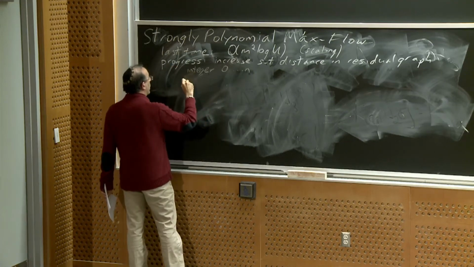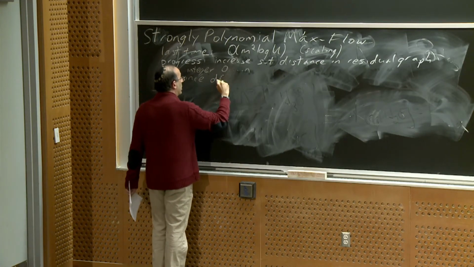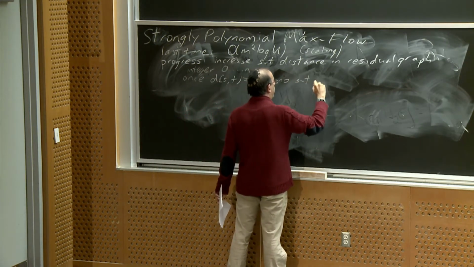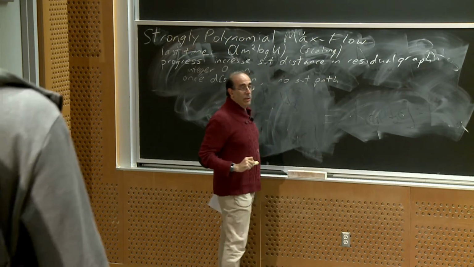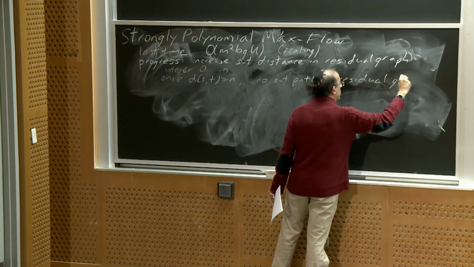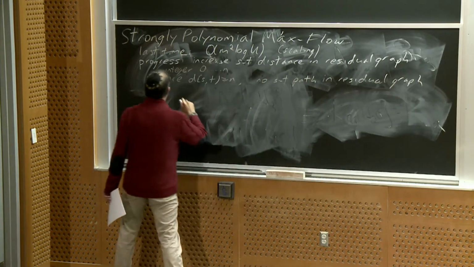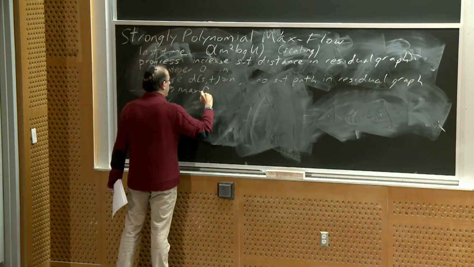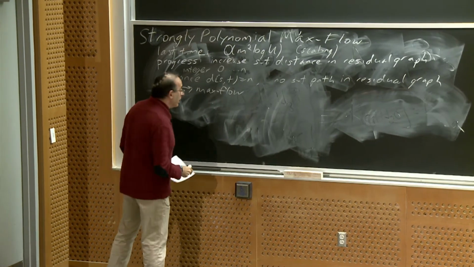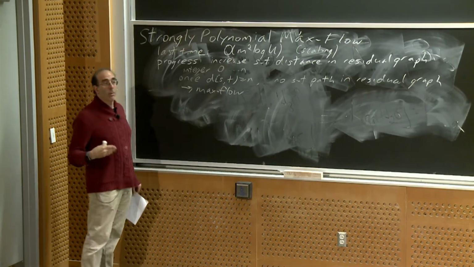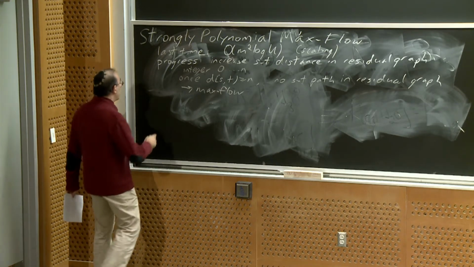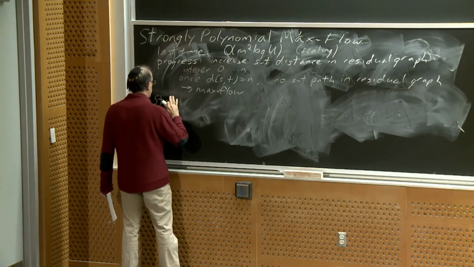N, and in fact, once the distance is larger than n, there is no S-T path in the residual graph. And that implies that we have a max flow. Yes? And so our idea for achieving this was to use our augmenting paths to destroy any short paths between S and T. So this led us to the idea of the shortest augmenting path algorithm.